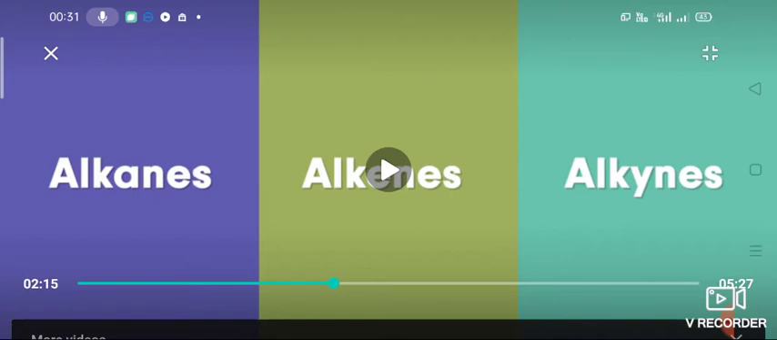Next one, same with alkyne. Alkyne is a compound which contains a triple bond between the carbon atoms. The first member with a triple bond is C triple bond C. That is carbon with a triple bond to carbon.